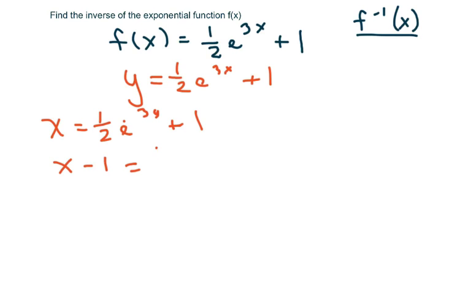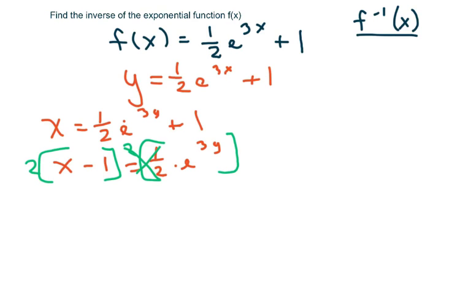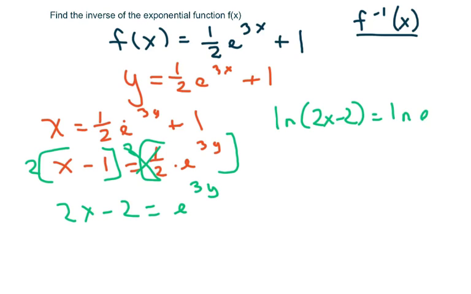All right. I'm going to multiply both sides by 2. So it gets rid of this. You get 2x minus 2 equals e to the 3y. Since I'm dealing with e, I'm going to take the natural log of both sides. So ln of 2x minus 2 equals ln of e to the 3y.